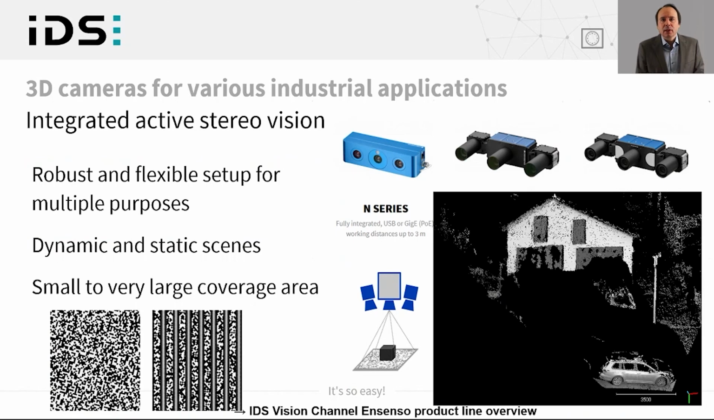Finally, let me give you an impression of what coverage is possible by the active stereo setup. In this case, I want to point out that these setups are very robust and very flexible for multiple purposes. We can cover dynamics and statics. We can cover small to large coverage areas. And as a final point, you can see on the lower right-hand side the kind of coverage that has been achieved using one of the larger Ensenso setups. So with this, I want to conclude my overview on 3D in machine vision.